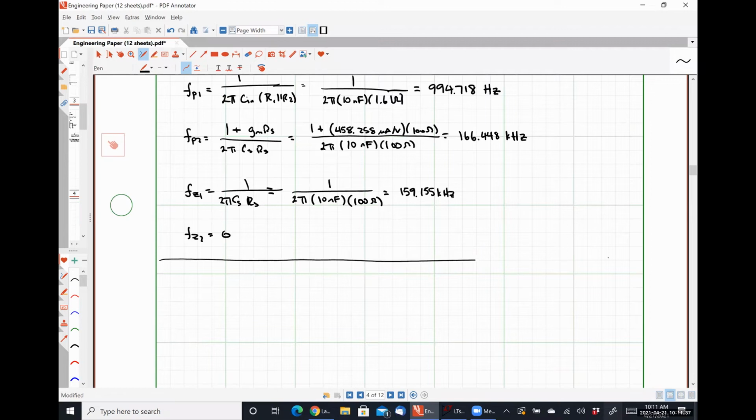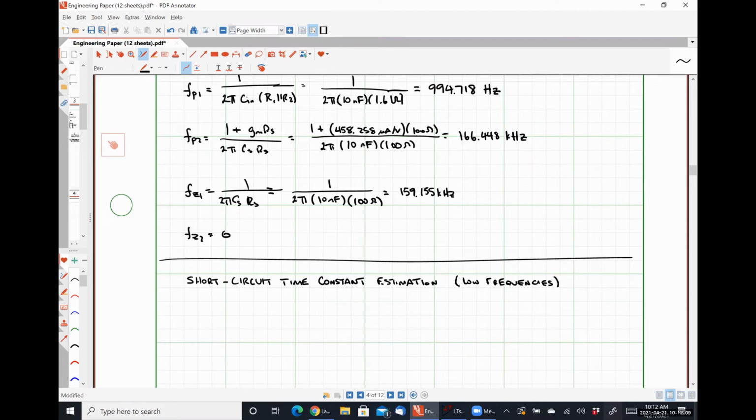Draw a line under this. All right. So, short circuit time constant estimation. And this is only valid at low frequencies. At high frequencies, we have what's called the open circuit time constant estimation.